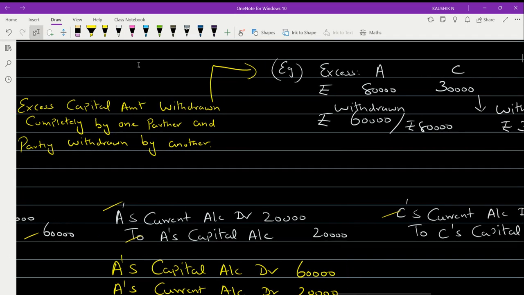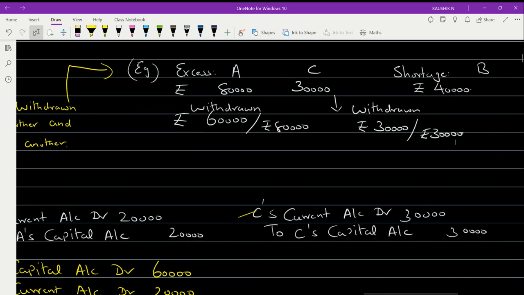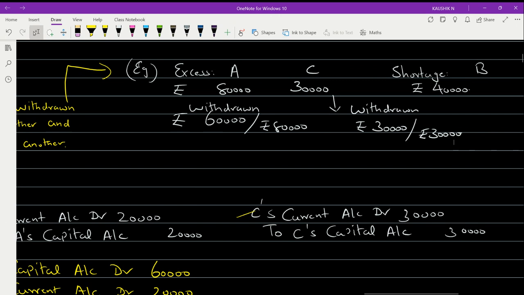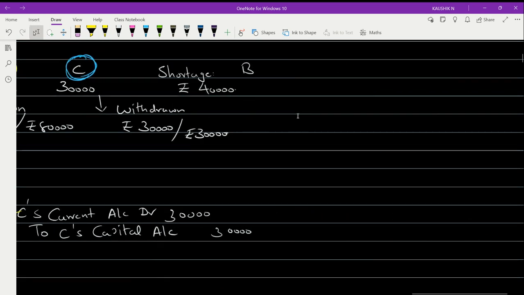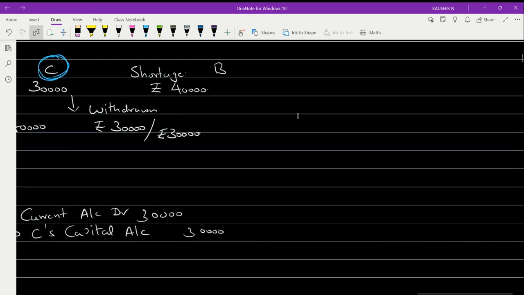So which is that one partner who is doing the complete withdrawal out of these two partners? The complete withdrawal is done by C. Which partner is doing a partial withdrawal? A is doing the partial withdrawal. So now it combines both: one partner the complete, one partner the partial. We have already learned what a journal is. Okay, let us go with this.